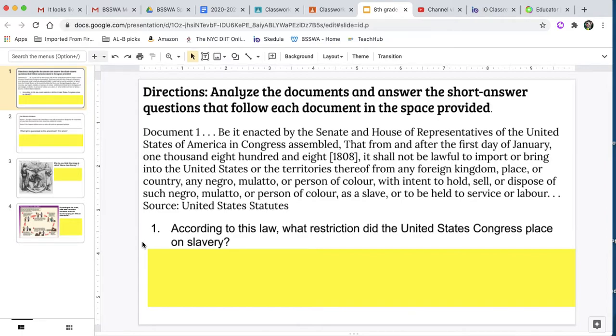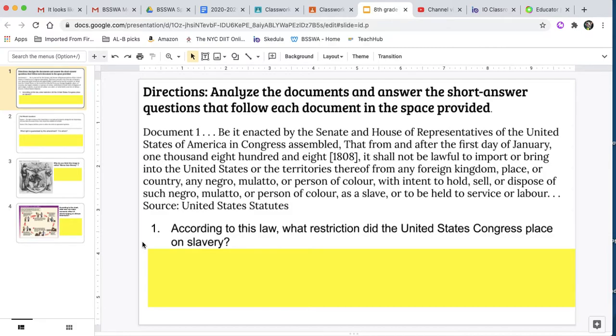Be it enacted by Senate and House of Representatives of the United States of America in Congress assembled, that from and after the first day of January 1808, it shall not be lawful to import or bring into the United States or the territories thereof from any foreign kingdom, place, or country any Negro, mulatto, or person of color with intent to hold, sell, or dispose of such Negro, mulatto, or person of color as a slave, or to be held to service or labor.